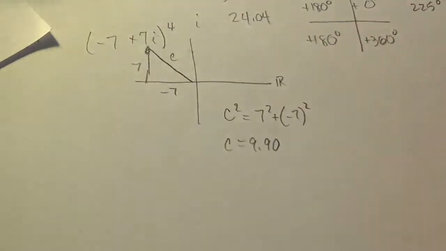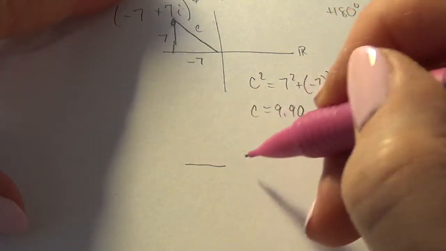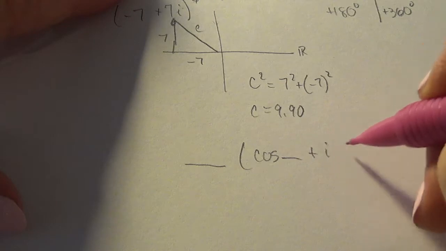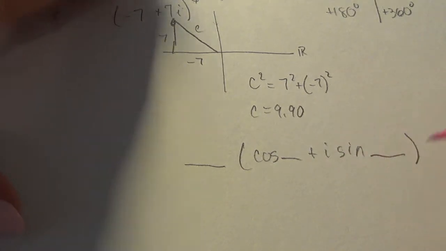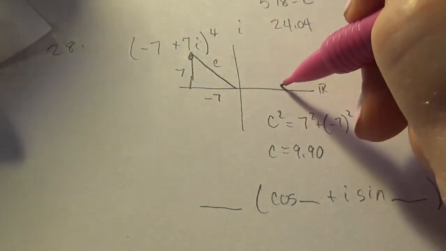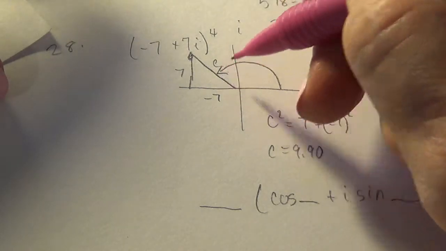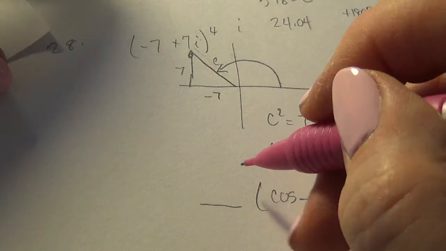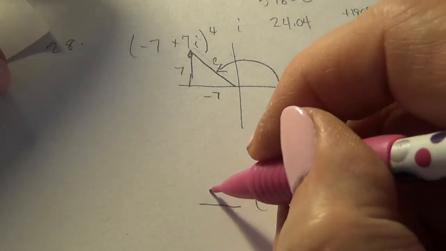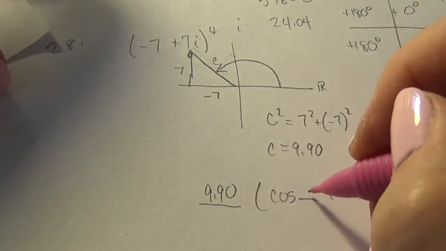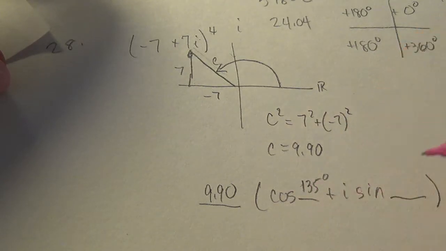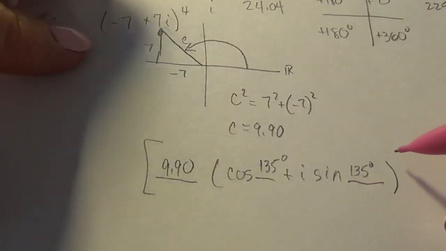Alright, so remember in trig form, that number goes out in front, then cosine of an angle plus i sine of an angle. And we can see, I think you can see this cuts straight through there. It's a 135 degree angle. So 9.90, this is 135 degrees. Alright, so this is what we have to raise to the fourth.